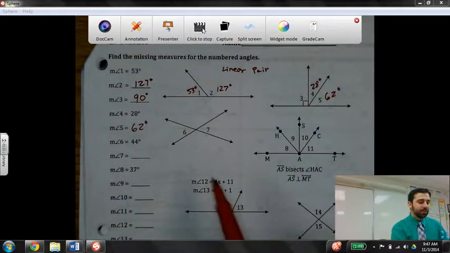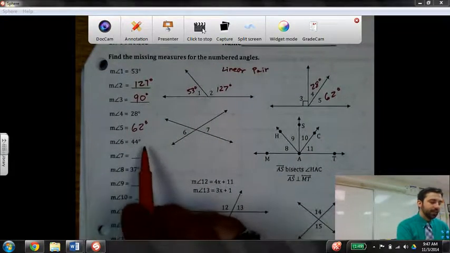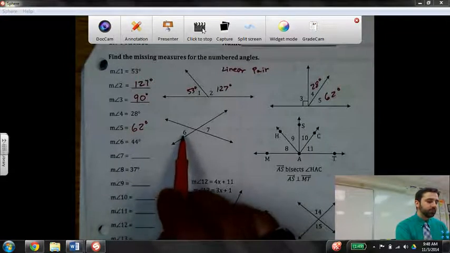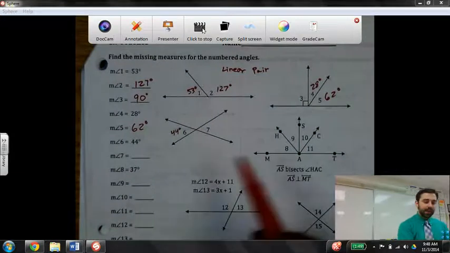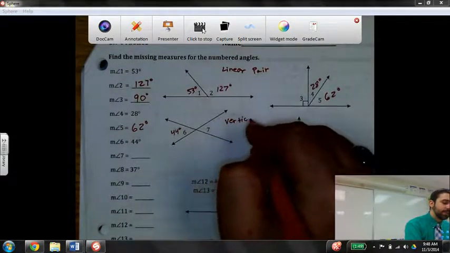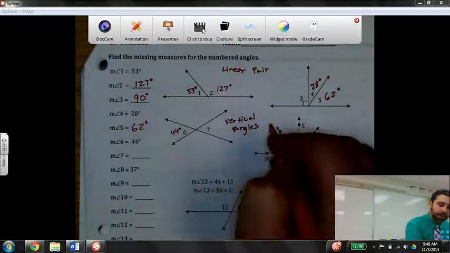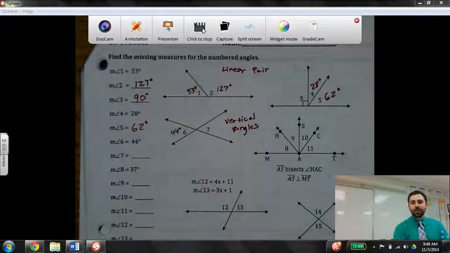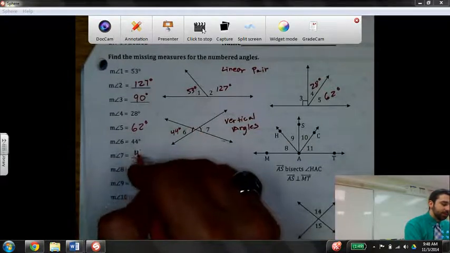Looking at 6 and 7, we see that 6 is given as 44 degrees, and the relationship here is that 6 and 7 are what's known as vertical angles. And based off the vertical angle theorem, vertical angles are always congruent. So since 6 is 44, 7 is also 44 degrees.